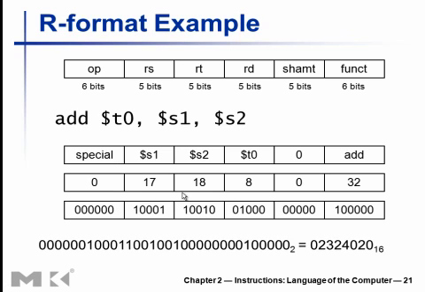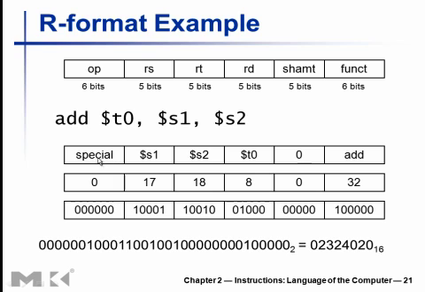So this R-type example instruction is an add instruction. It's R-type, and the R stands for registers. That means all the operands are from registers. So $t1, $s1, $s2 are registers. They provide the operands for the add instruction to operate upon.